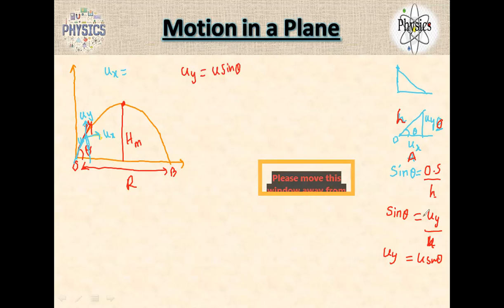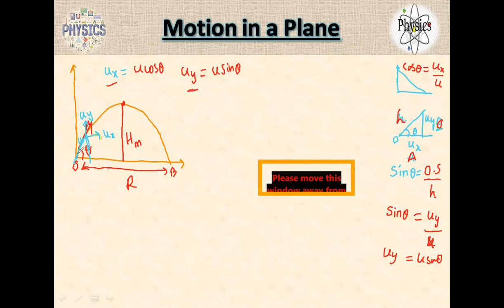Ux is what from this? How do we get cos theta? Tell me. Cos theta is equal to, by definition, adjacent side by hypotenuse. Adjacent side by hypotenuse, so ux by u only. We take u only. So ux is how much now? Yes, sir. u cos theta. So now these are my initial coordinates of the projectile.